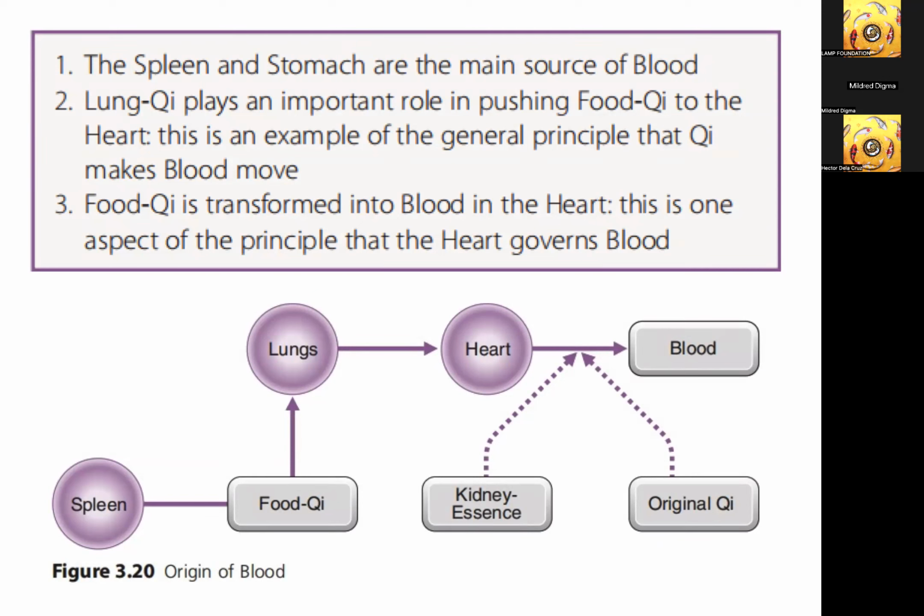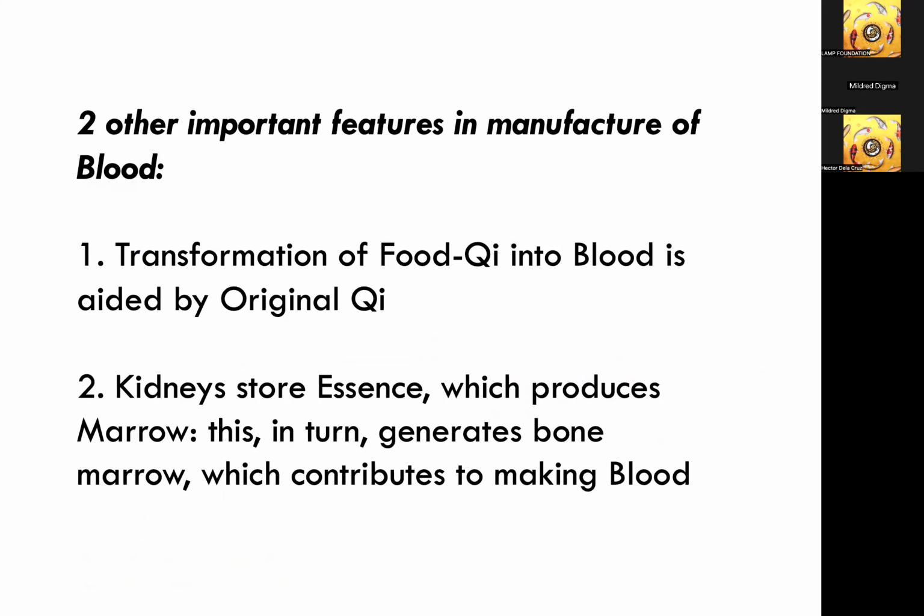So yung andun yung kidney, siyempre katulong po yung kidney essence at saka yung original qi para maging blood. Magmimix po yun. Okay, two other important features in manufacture of blood. So transformation of food qi into blood is aided by original qi. So yung galing po sa ating kidney essence. Kidney stores essence which produces marrow. This in turn generates bone marrow which contributes to making blood. So yun po yung role ng kidney store essence.